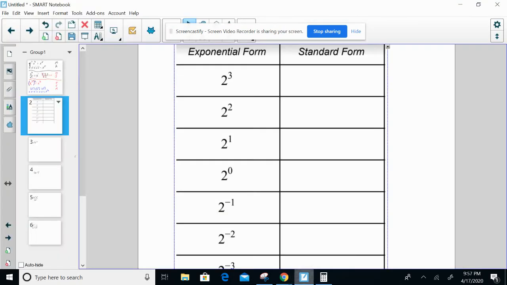First thing we need to do. What the heck is a negative exponent? What is a zero exponent? And how can we start to think about what this means? What can we use to think about this?